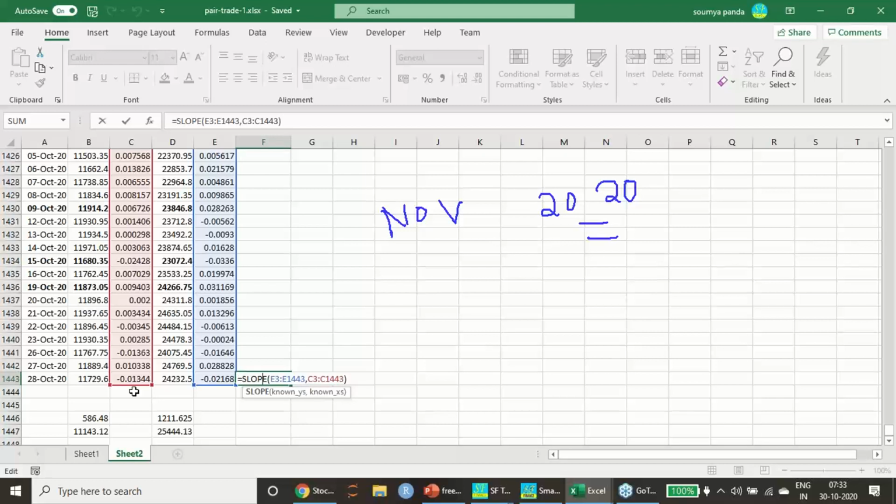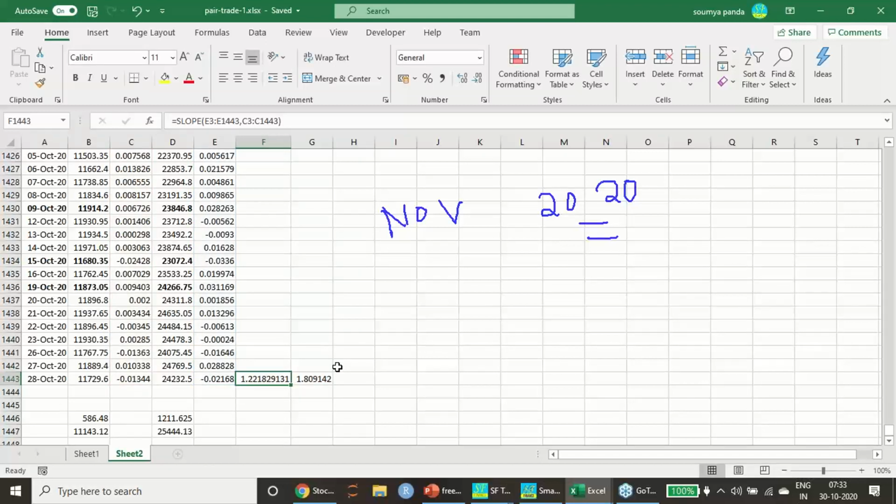Every day, what is the closing price of Nifty spot? What is the closing price of Bank Nifty spot? I have taken them, and I have taken their percentage changes, and I'm using one Excel formula called slope. So the slope of the Bank Nifty percentage changes, comma, the Nifty percentage changes, gives me 1.22. The slope is nothing but the beta of Nifty and Bank Nifty, so this is the beta for the past 5 calendar years.